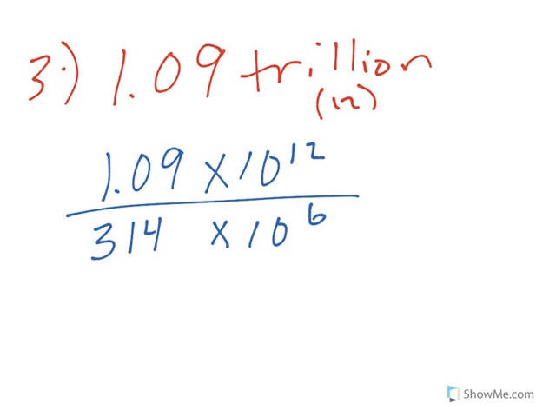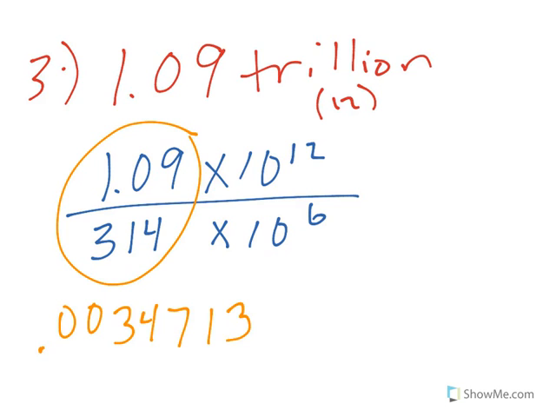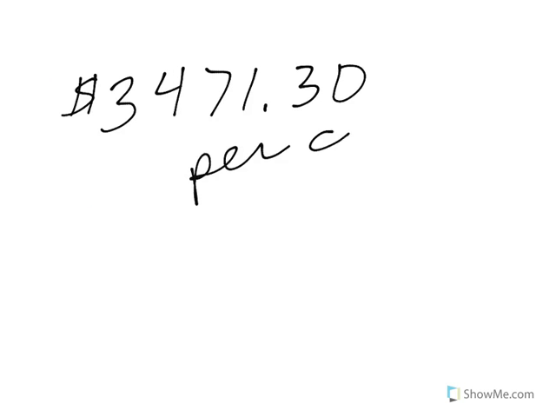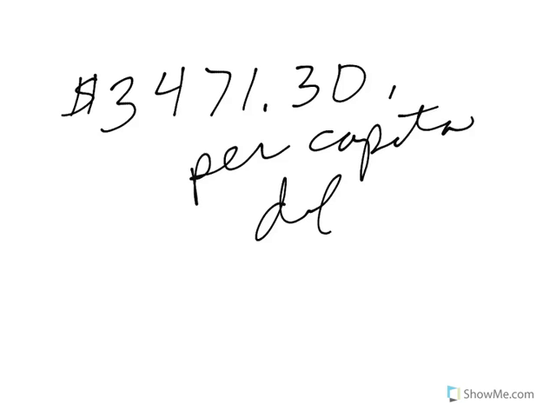So I know that's not scientific notation. Don't hate me. So when I go ahead and do this, I'm going to divide 1.09 divided by 314, and I get 0.0034713, I believe, if I can read my handwriting. 12 minus 6, so I get times 10 to the 6th. Now, that doesn't look like anything I can deal with, so I know this is a positive 6, so 1, 2, 3, 4, 5, 6. So for just 2012, $3,471.30 is a per capita deficit.